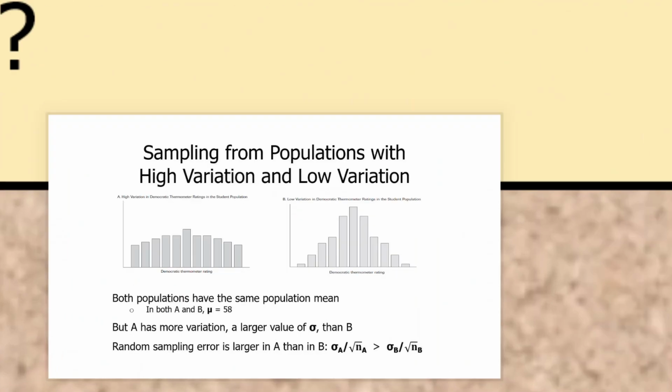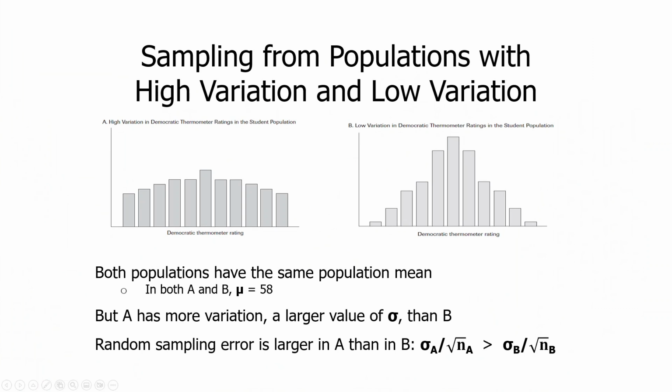Now, I'm going to show you two scenarios. In both of these scenarios, the population mean, mu, is the same. It's 58 in one scenario, and it's also 58 in the other scenario. What's different about these two scenarios is when you compare the hypothetical student population on the left with the hypothetical student population on the right, the one on the left shows that there's much higher variation in the population parameter, democratic feeling thermometer ratings.